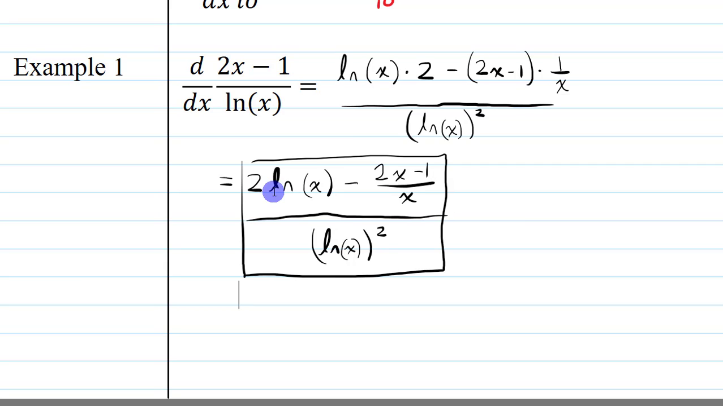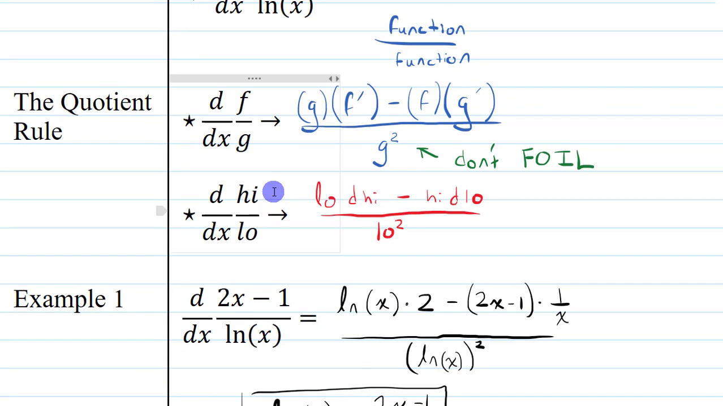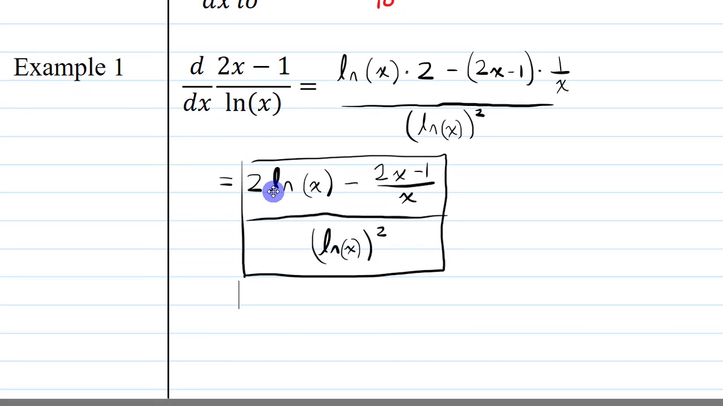Why would we choose a favorite rule? Because of personal preference. If you can remember the first rule better than you can remember the second rule, that will suffice. It's like choosing to use the quadratic formula versus completing the square. It's personal preference. You can solve it both ways. All right, and that concludes the notes.